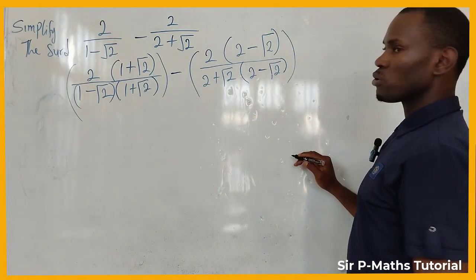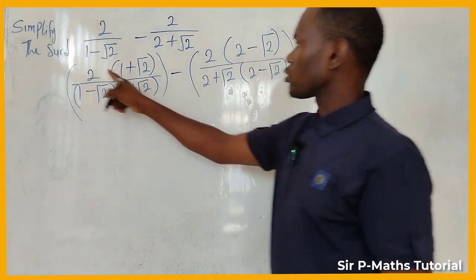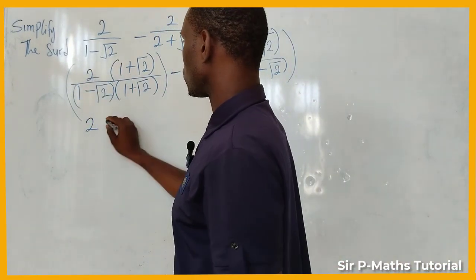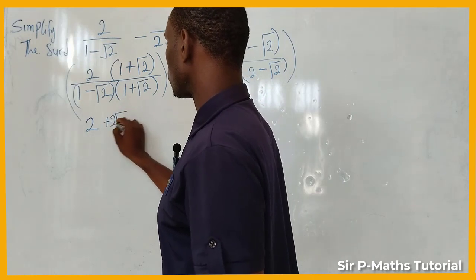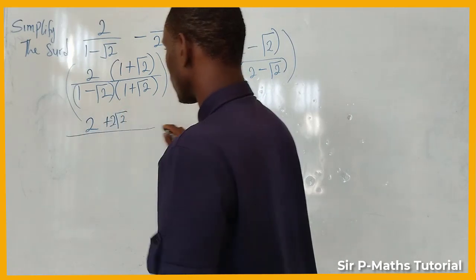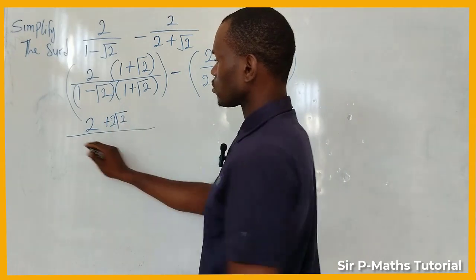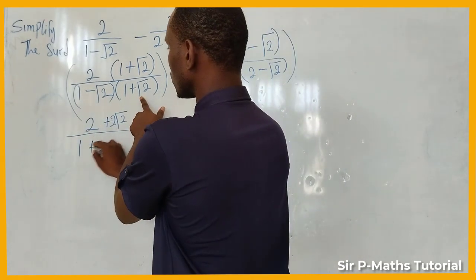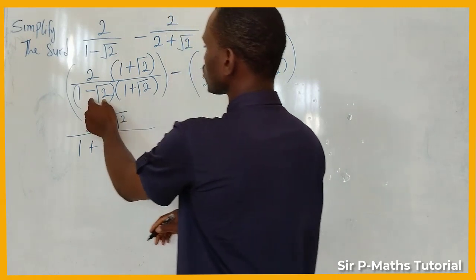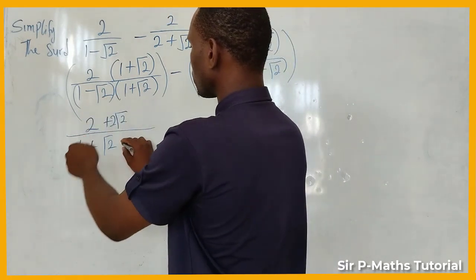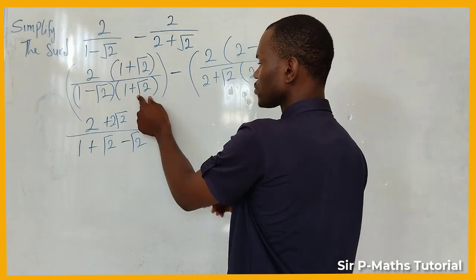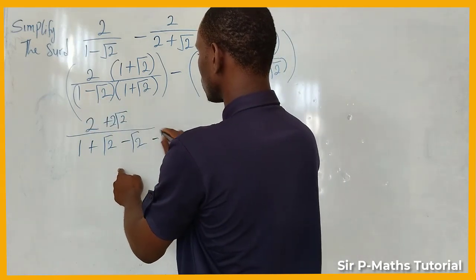Alright, so we are going to multiply everywhere now. 2 multiplying 1 will give me 2. 2 multiplying root 2 will give me plus 2 root 2, all over. 1 multiply 1 will give me 1. 1 multiply root 2 will give me root 2. Minus root 2 multiplying 1 will give me minus root 2. Minus root 2 multiplying positive root 2 will give me just minus 2.